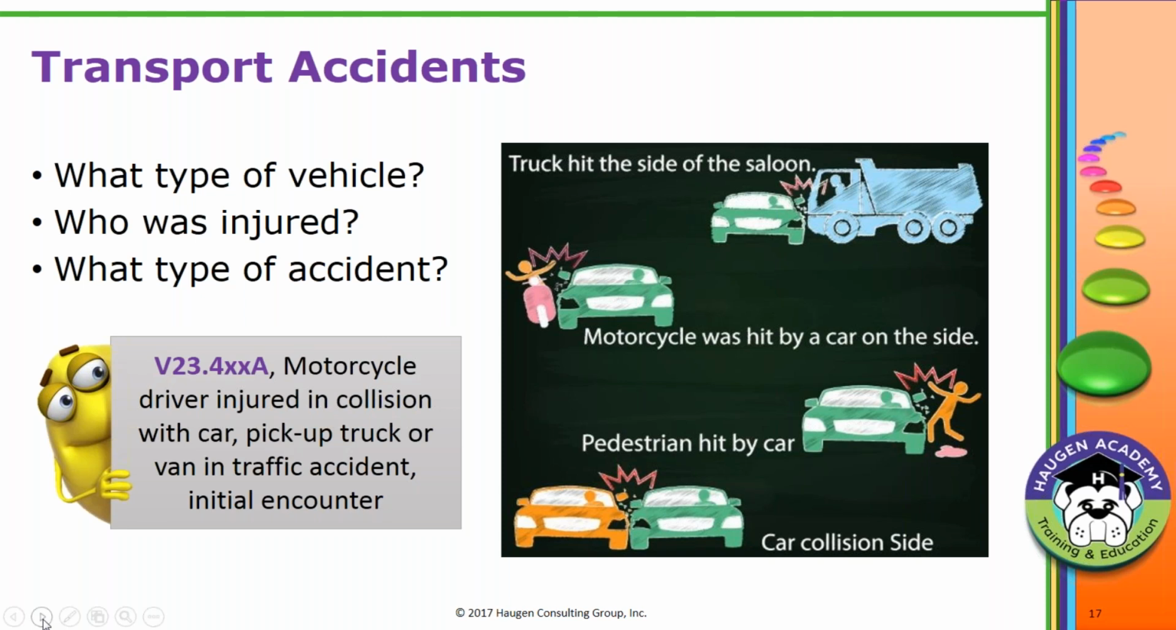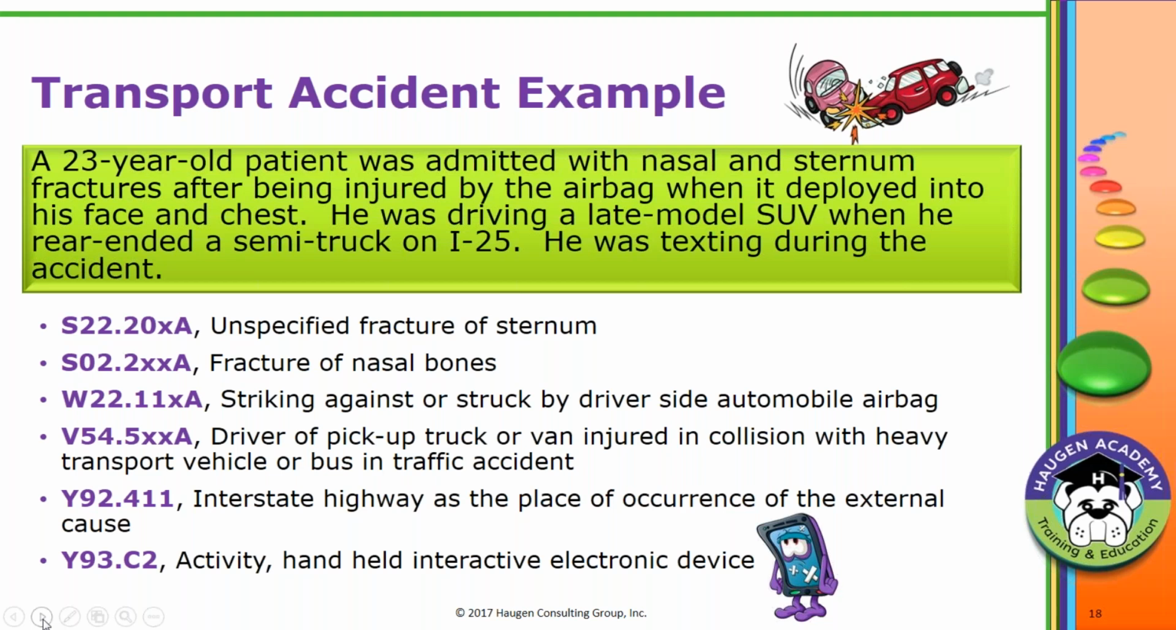There's also an important use additional code note here, so always remember to check for those. That additional code instruction note will tell us to also code for like airbag injuries, the type of the street or the road, you know, was a cell phone involved or other electronics at the time of the accident. So just a friendly reminder to look at those use additional code notes.